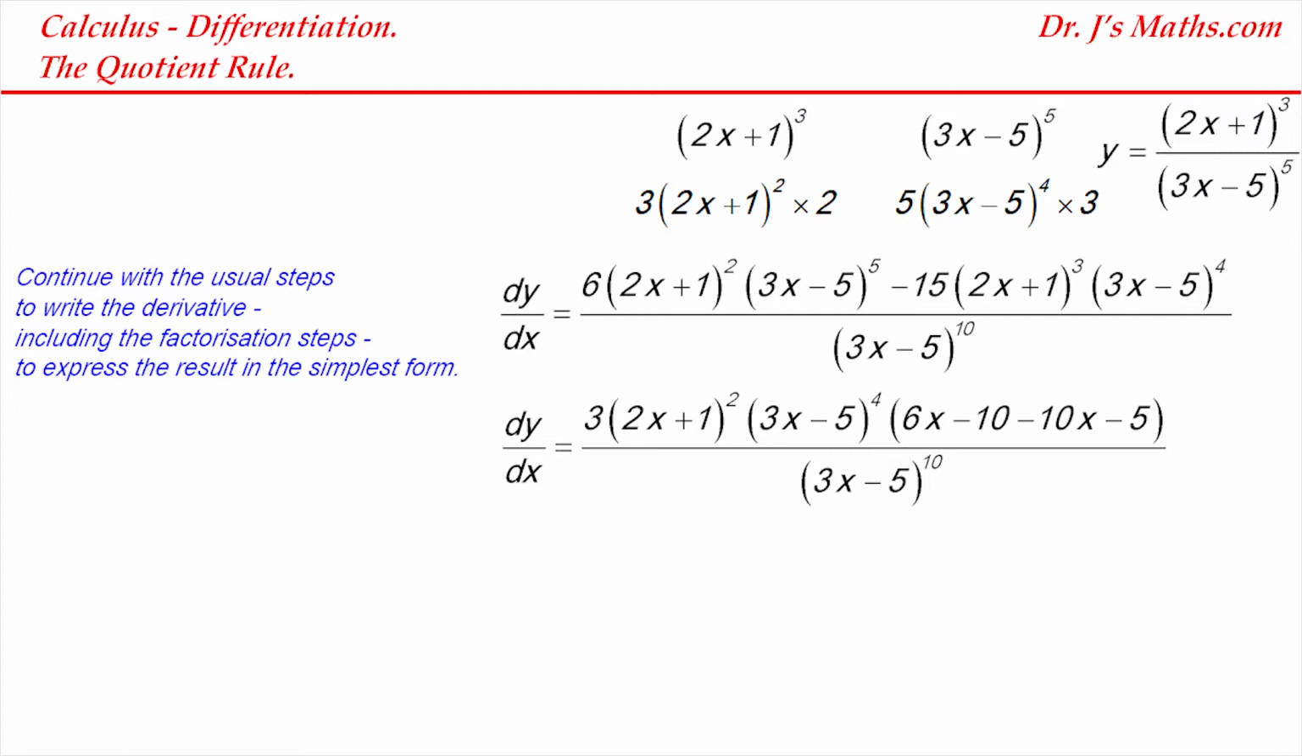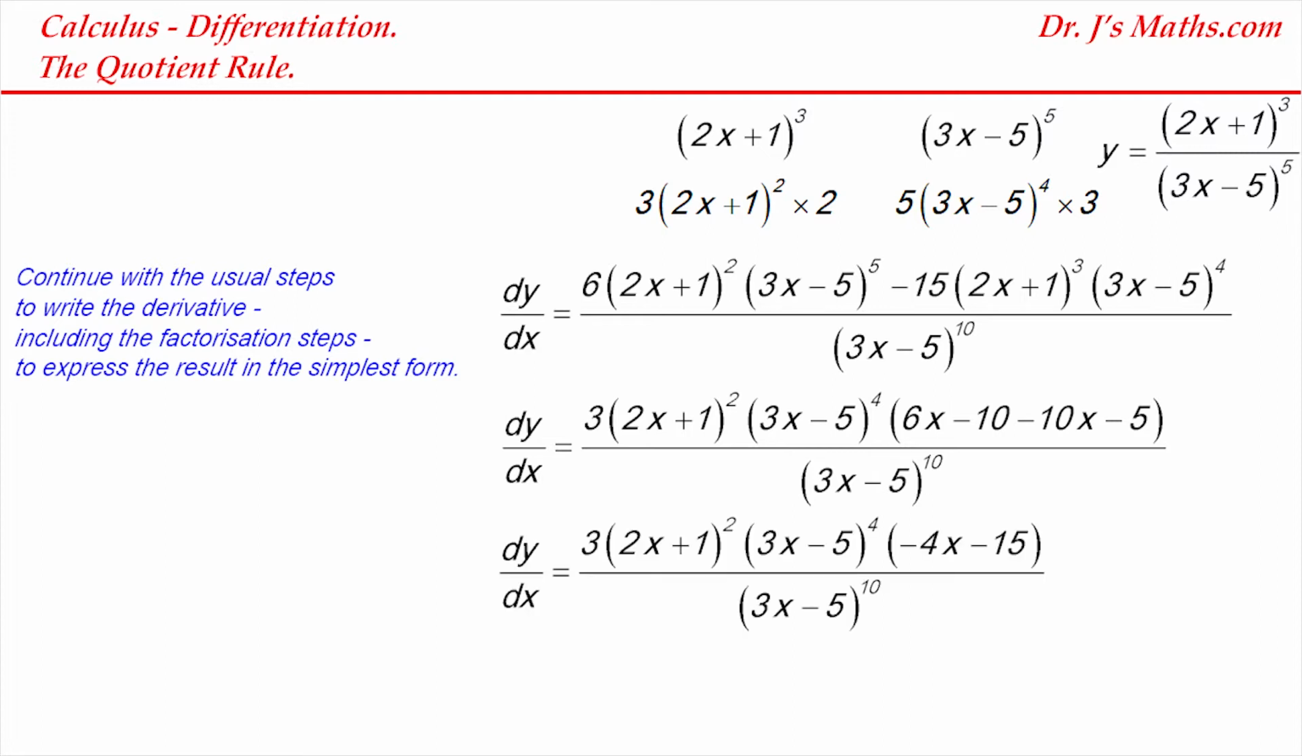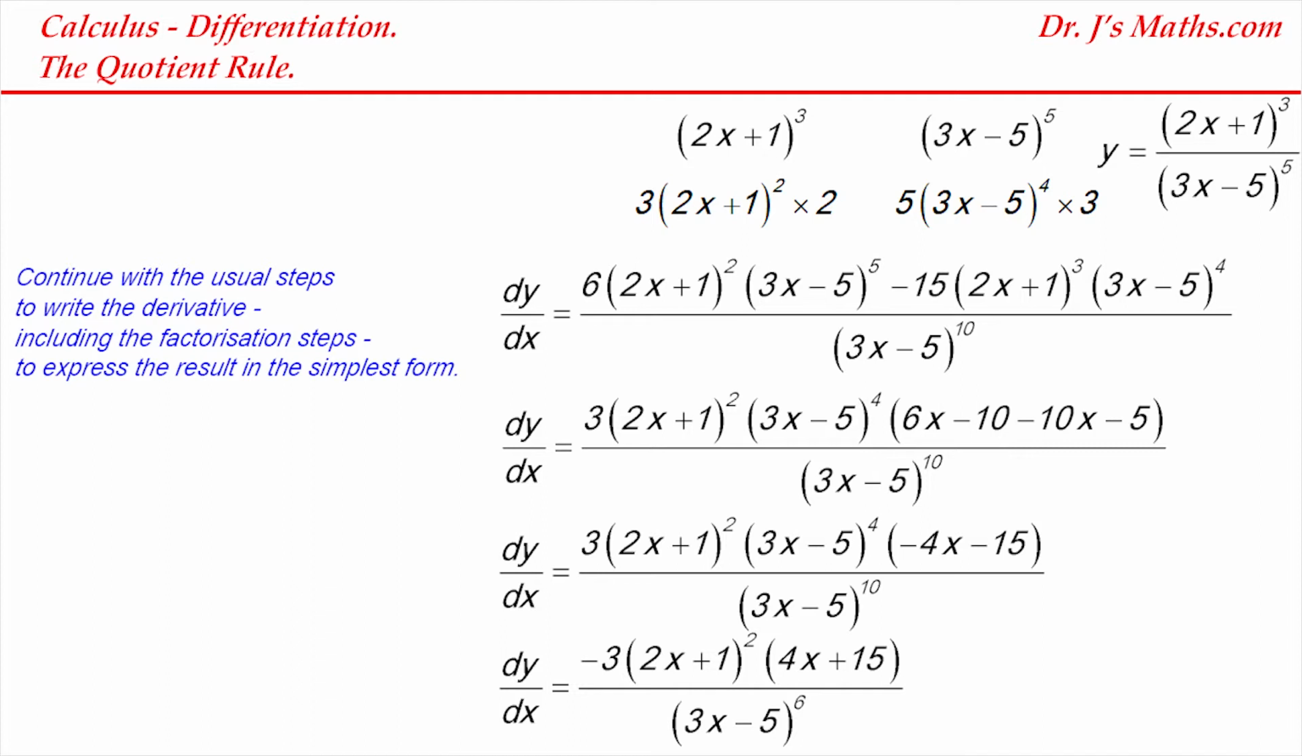We can then take our normal things that are common out the front, and we simplify the last bracket. 6x minus 10x is minus 4x, minus 10 minus 5 is minus 15. So we haven't done anything else to any of the other terms, but now we notice that we've got a 3x minus 5 to the fourth over a 3x minus 5 to the 10th, so they can cancel out to give us a 3x minus 5 to the sixth in the denominator. And we'll also factorise out that minus 1 from the last bracketed term. So we can take out the minus sign, put it at the front, so we've got a minus 3, 2x plus 1 squared, and then the minus out there gives us a plus 4x plus a 15 over 3x minus 5 to the sixth. So it's a more complicated looking derivative function, but still very, very nice.